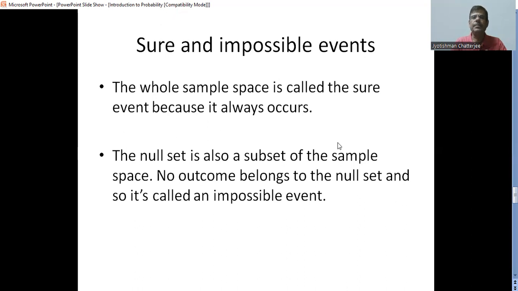On the other extreme, consider the null set. This is a subset of any sample space, so this is also an event in its own right. However, whenever you perform the experiment, irrespective of what the outcome is, that outcome can never belong to the null set, because the null set by definition is an empty set. That means the null set event can never occur. That's why it is called the impossible event.